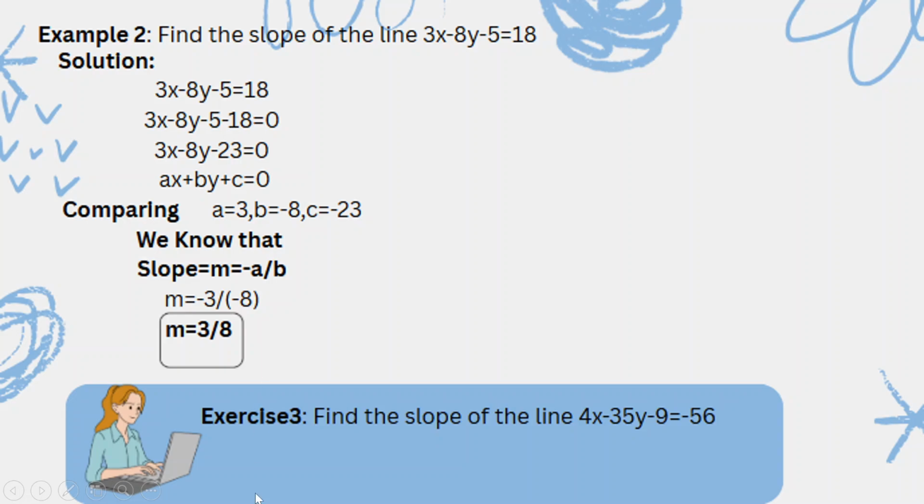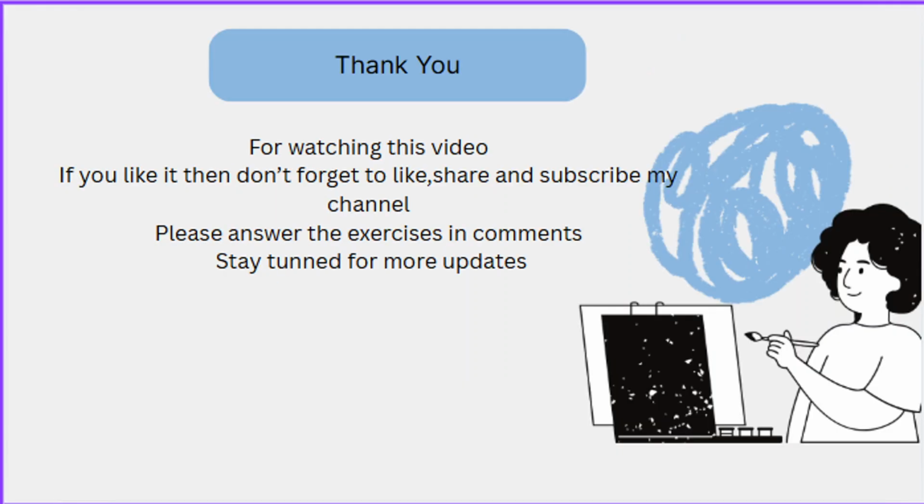Now the last exercise for you students is you have to find the slope of the line where the line is 4x minus 3y minus 5 is equal to minus 56. Hope that all of you will solve this and write its answer in the comments.